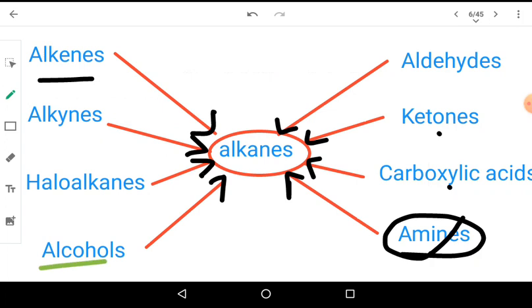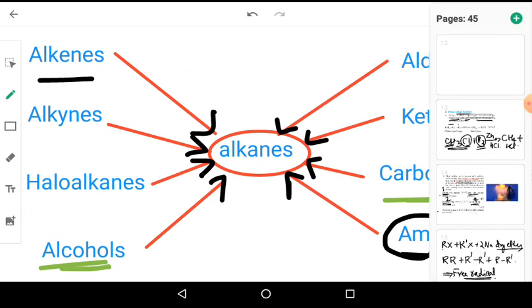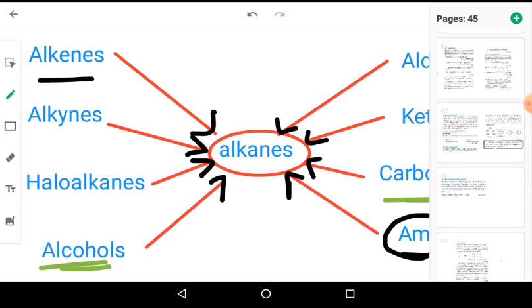Now, from alcohols we can use red phosphorus in the presence of iodine. From aldehydes and ketones we can use Clemmensen reduction or Wolff-Kishner reduction. From carboxylic acid we can carry out decarboxylation, or we can use Kolbe's electrolysis.